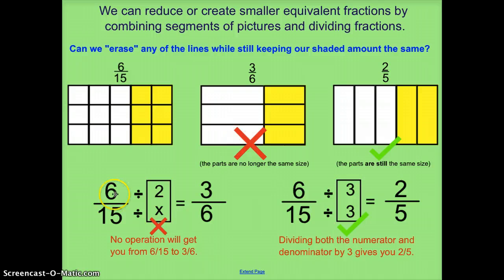6/15 turning into 3/6. I know 6 divided by 2 is 3, but you can't do 15 divided by anything to equal 6. So I know 3/6 doesn't work based on the math, and it doesn't work based on the picture. But it does work as 2/5 in the picture and with a division. So that's a little bit about reducing your fractions.